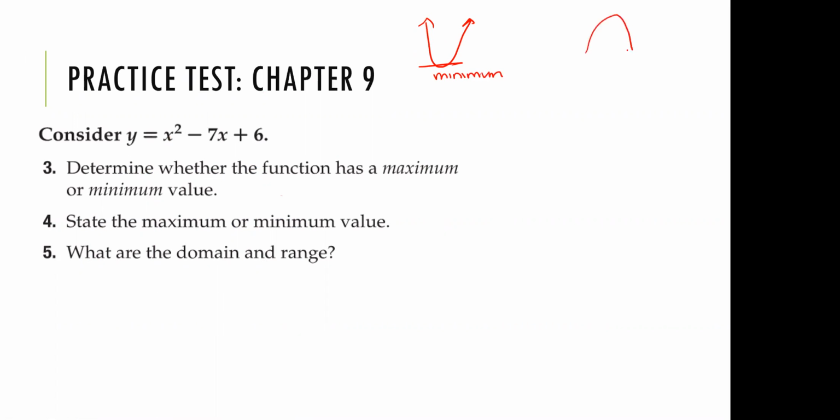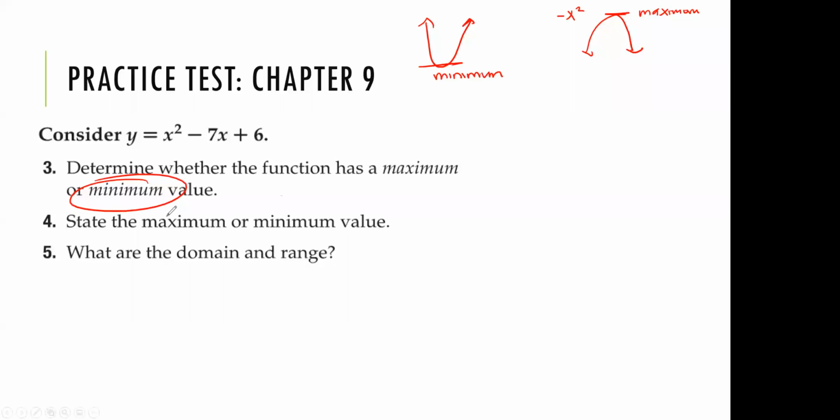If it was open downwards, it would have a negative in front of the x squared. Okay, and it would have a maximum value, right? It would have a highest point. This doesn't have a highest point. It just keeps going in both directions, so it only has a lowest point as a minimum value, okay? So this one has a minimum value.